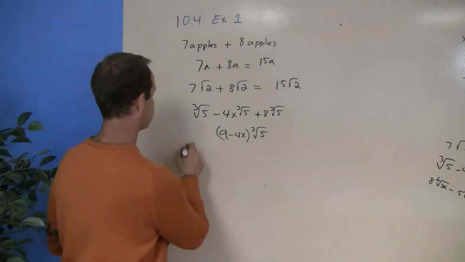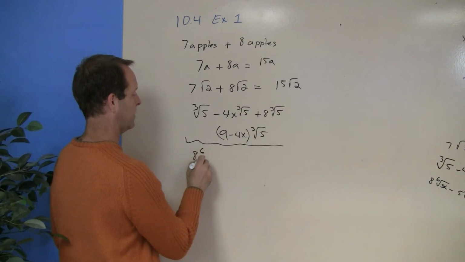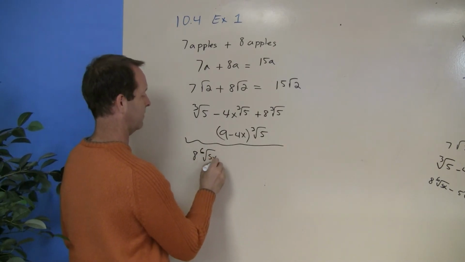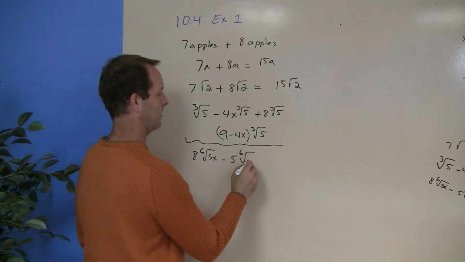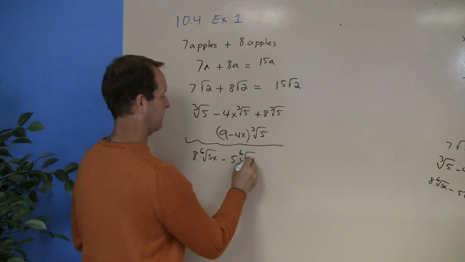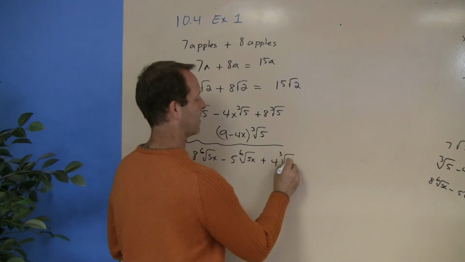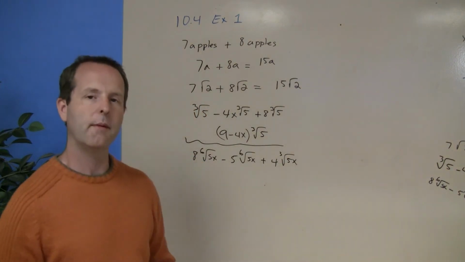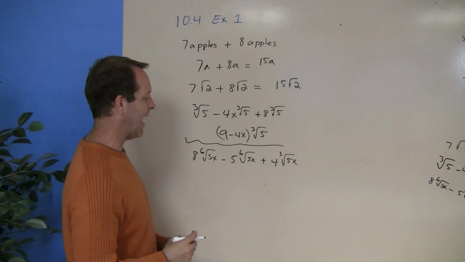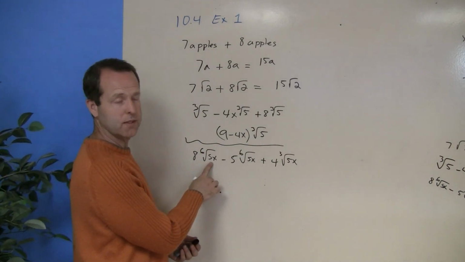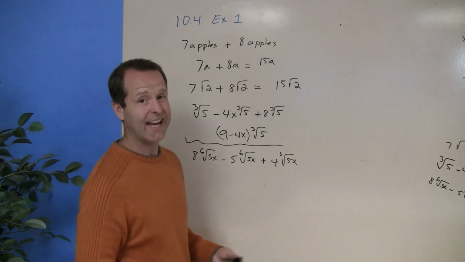One last problem I'm going to show you. I have 8 sixth roots of 5x. Take away 5 sixth roots of 5x plus 4 cube roots of 5x. Well, how am I going to add those guys together? Well, I notice right away that I have 2 different types of roots. I have a sixth root of 5x and a cube root of 5x. I can't add those two guys together.